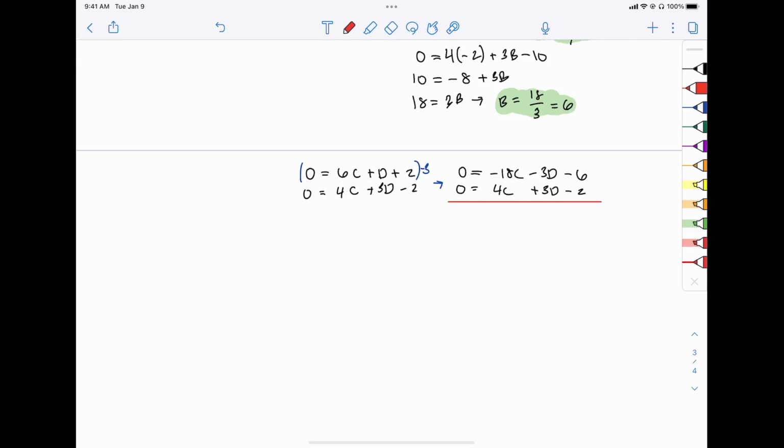Let's go ahead and add these. So we'll get that 0 equals negative 18 plus 4, which is negative 14c. Negative 3d plus 3d is 0. And then negative 6 plus negative 2 is negative 8. So we'll get that 8 equals negative 14c, or that c equals 8 divided by negative 14, which we simplify to negative 4 over 7.